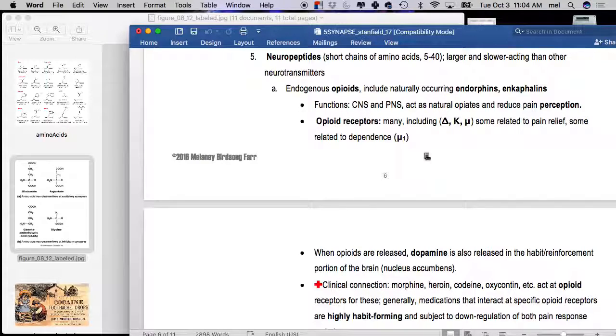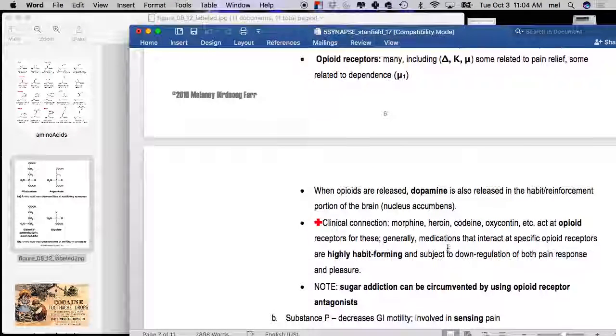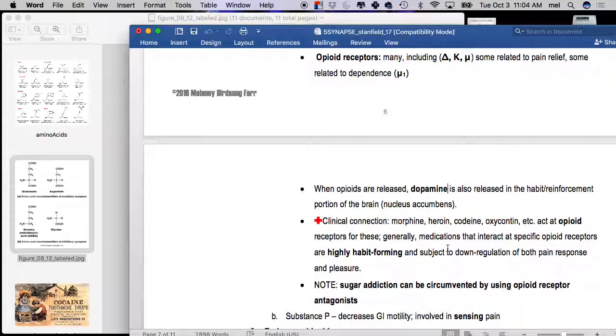there are opioid receptors. There are alpha, kappa, mu. Mu is the addiction pathway, right? So if you could, you would have one that doesn't interact at mu, but we also really like mu. When opioids are released, dopamine is also released in this portion of the brain that starts the whole addiction or habit reinforcement part called the nucleus accumbens.